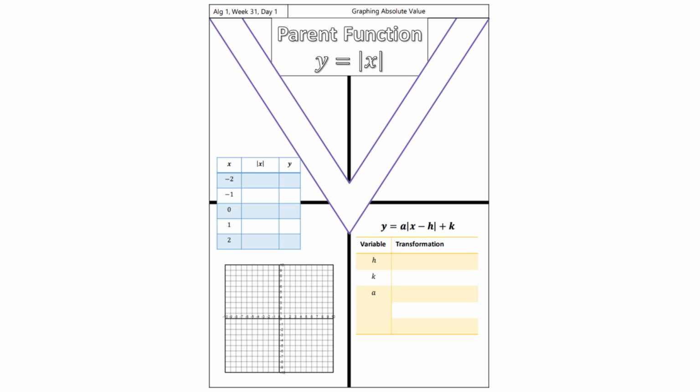All right, we've solved absolute value equations and inequalities. Now let's talk about what the graph of an absolute value function looks like. The parent function for all absolute value graphs is y equals the absolute value of x. That's the simplest thing that we can have that involves an absolute value and an x.